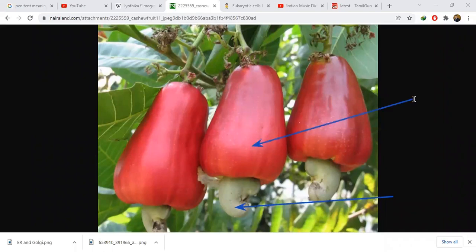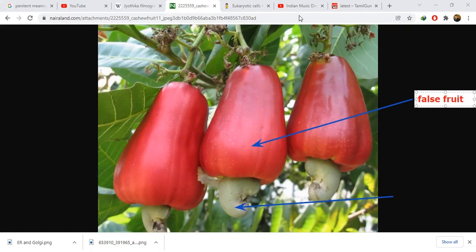And this fruit is called a false fruit. This false fruit is very tasty and animals are attracted towards it. After carrying this fruit to another place, after eating the false fruit, they will throw the seed. And that seed now goes to a new place because of the animal. So that is one adaptation.